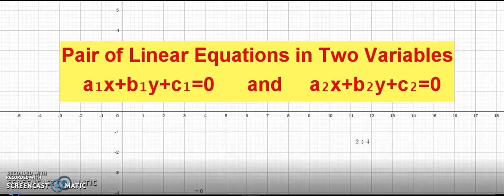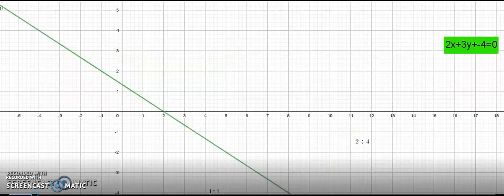Dear children, today we are going to learn about pair of linear equations in two variables, a1x plus b1y plus c1 is equal to 0 and a2x plus b2y plus c2 is equal to 0. You know very well that a linear equation in two variables represents a straight line. Now consider this line whose equation is 2x plus 3y minus 4 is equal to 0.